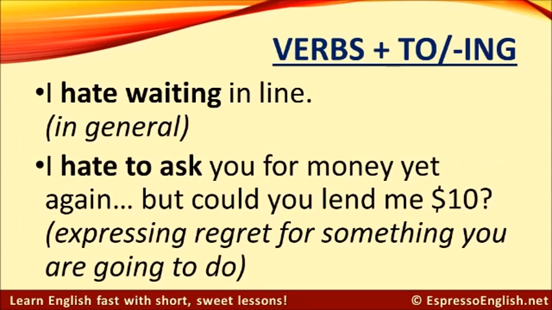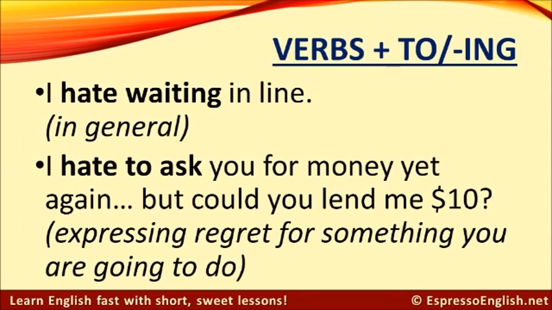With the verb hate, there is also a slight difference. Use hate plus the ing form to describe things you hate in general. And use hate plus the to form to express regret for something you are going to do. Here are some examples. I hate waiting in line. That's something you dislike in general. We use the ing form for things we hate in general. I hate to ask you for money yet again, but could you lend me $10? We say I hate to ask to express regret for something we are going to do.